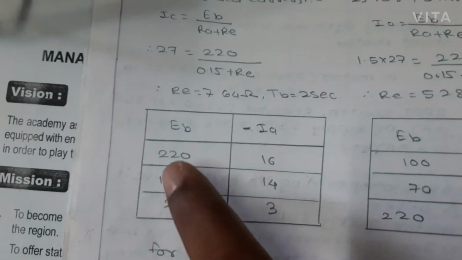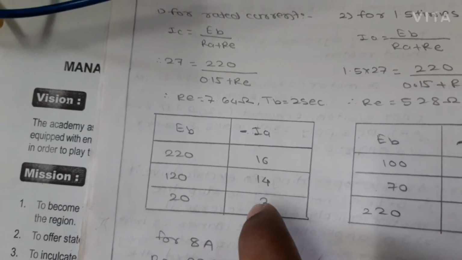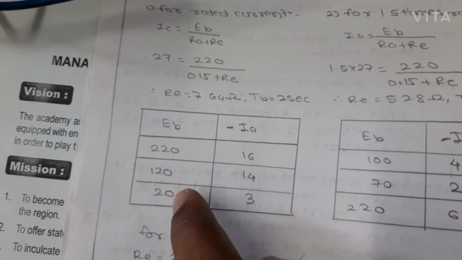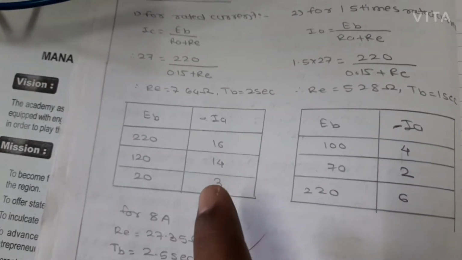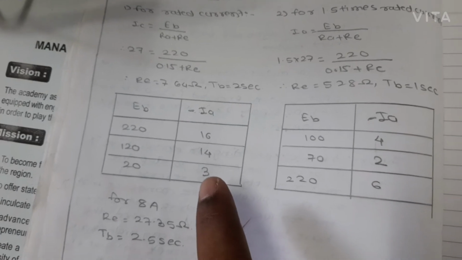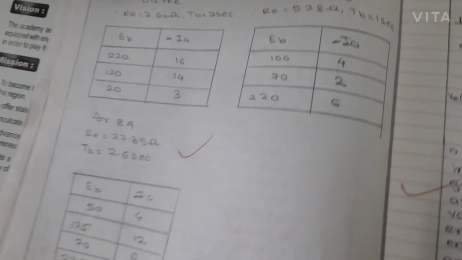See this, for rated current 220, 16, then 120, 14, 20 and 3. So for different values of voltages, we can plot negative currents. So this will be a characteristic straight line passing through origin. So this is how we can perform dynamic braking of induction motor.